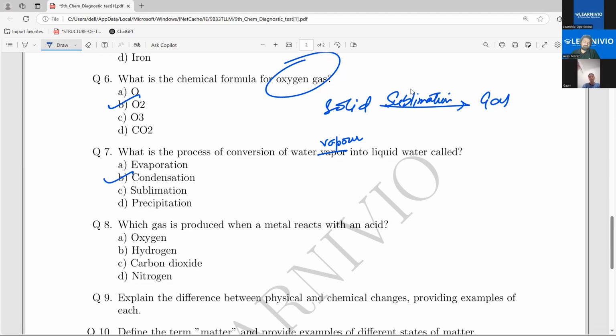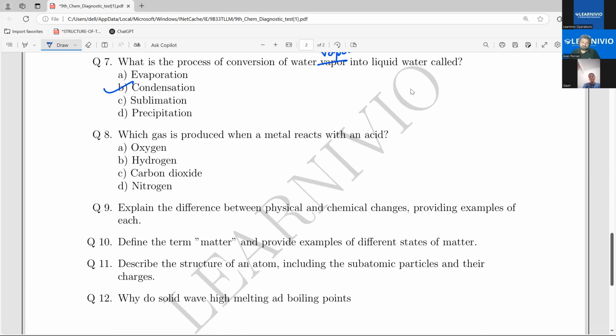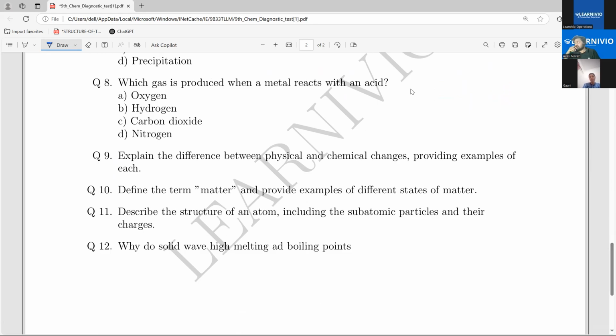Which gas is produced when metals react with acids? Think about it. Hydrogen. Is it oxygen gas? No. Okay, I'm going to give you a simple answer.